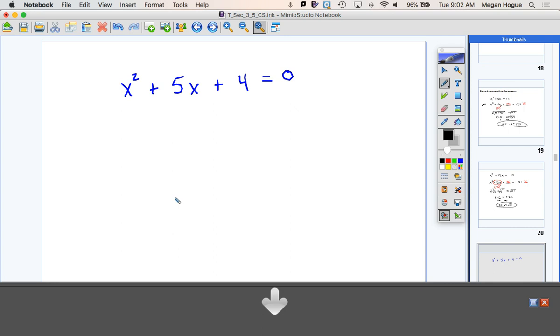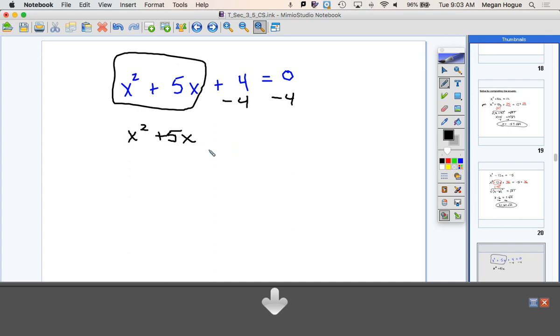Okay, so our first step, and we'll go back and we'll put this on our yellow sheet. Our first step is we need to get the x squared and the x terms by themselves. So if there's a number here, whether there's a number on the right or not, I don't really care. But I need to get the x squared and the x terms by themselves. So let's subtract that 4. So we're going to make it x squared plus 5x.